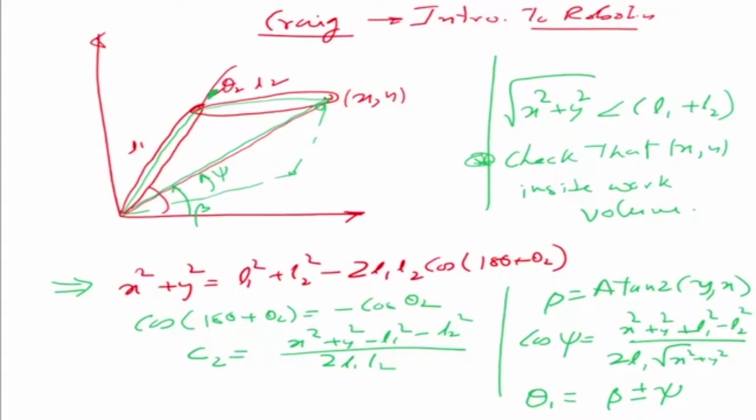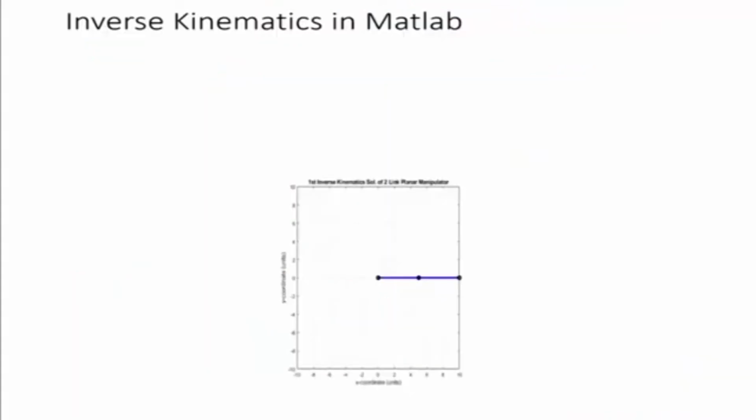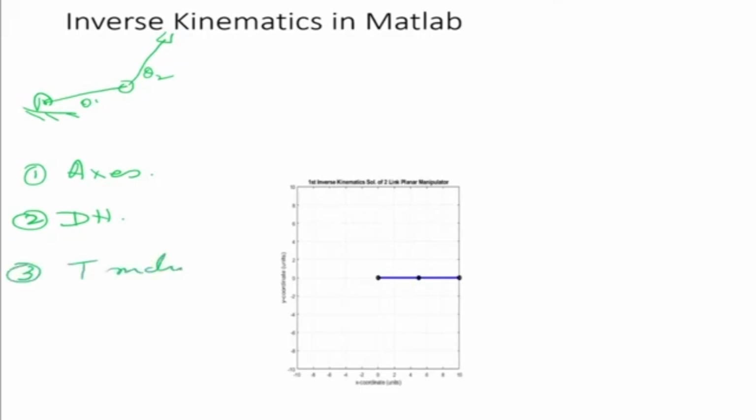Now how do we proceed with the program? Exactly like we did in the previous case. We have a two-link manipulator, theta 1, theta 2. We first assign our axes. From the axes we make our DH table, which I did for the same manipulator, so it will be the same DH table. Then I make my transformation matrices, the T matrices: T01, T12, T23.